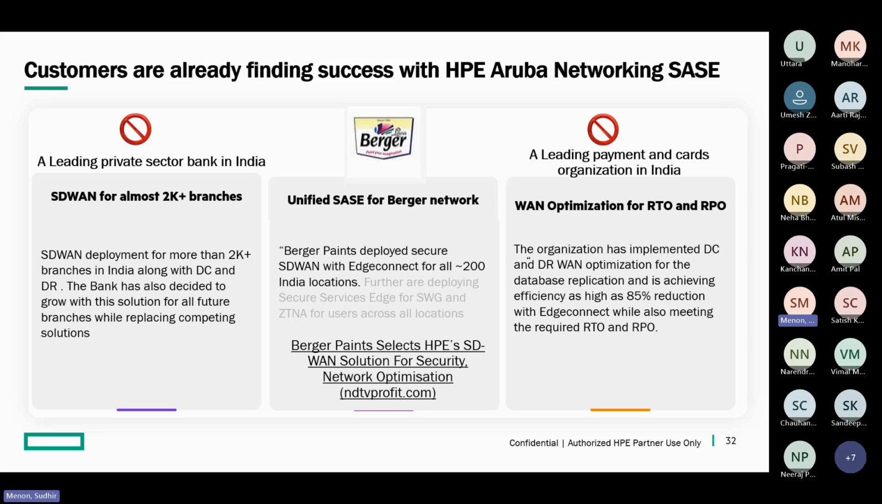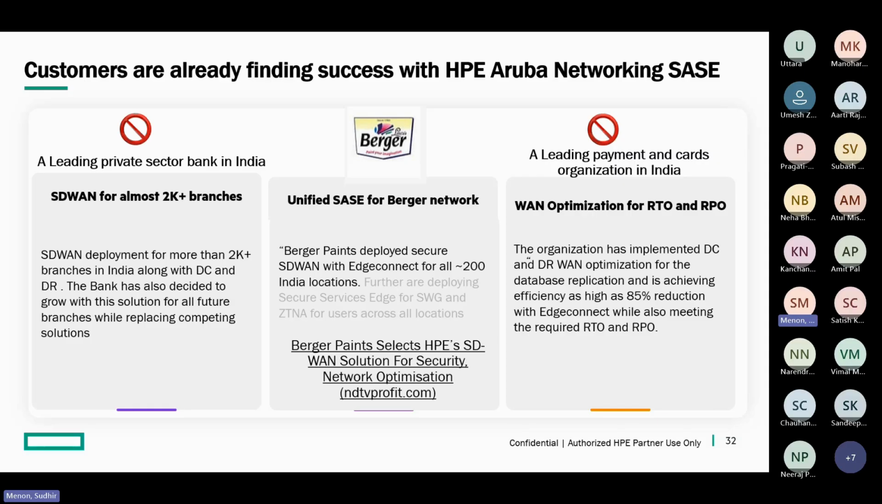Berger Paints is a public case study, which is there on our website, where Berger Paints has adopted our SD-WAN solution globally, and not to mention they have also gone ahead with our SSE for a unified SASE story across all their branches.